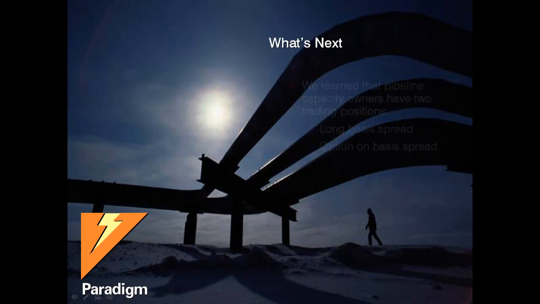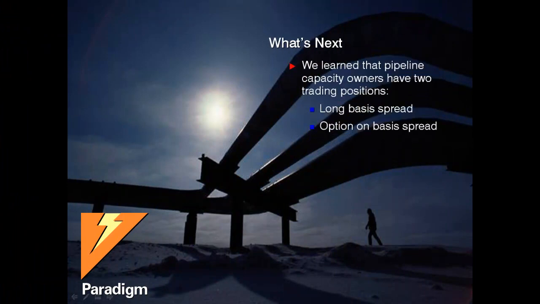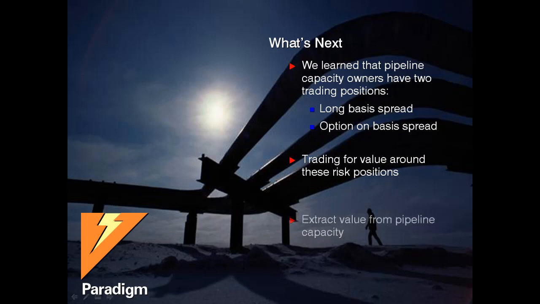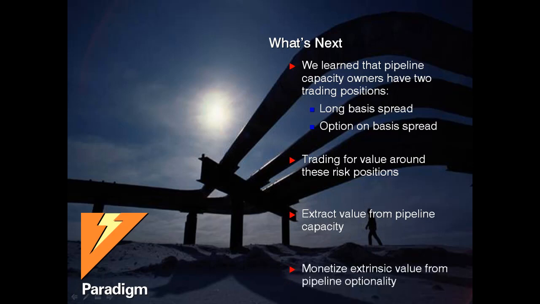So what's next in the series? Well, earlier we learned that pipeline capacity meant that you had two trading positions. You were long a basis spread and you were long an option on the basis spread. We're going to utilize that now and see how we can trade for value around these risk positions. And we're going to see how we extract value from pipeline capacity using these risk positions. And we'll look at how to monetize the extrinsic value from the pipeline optionality.